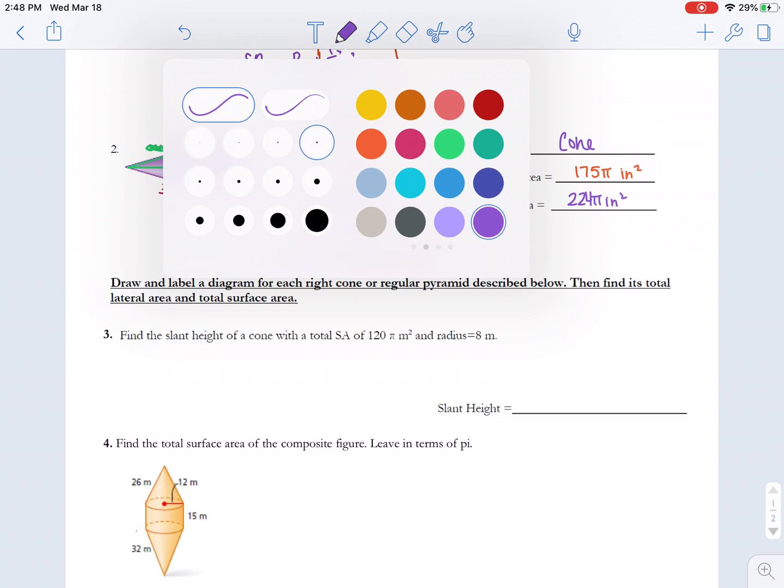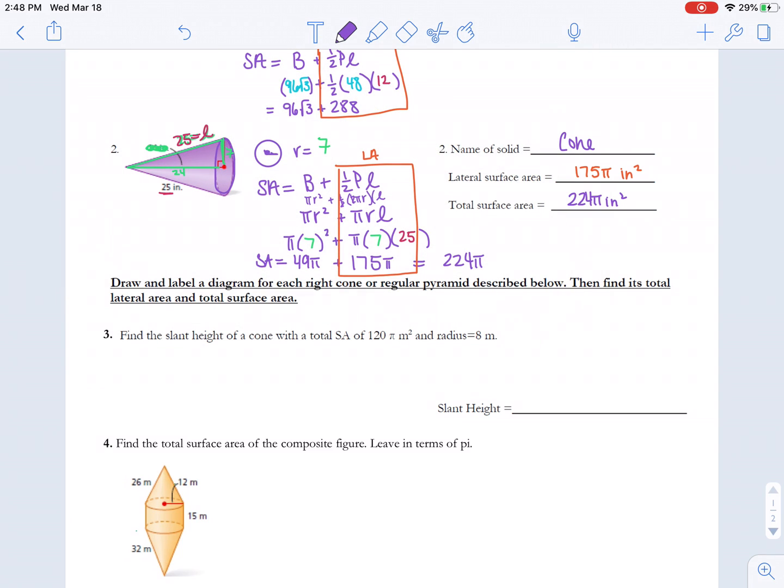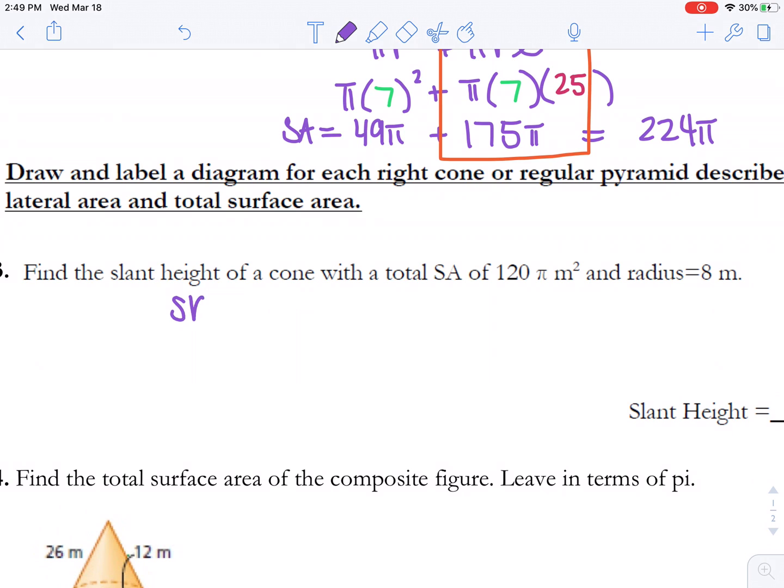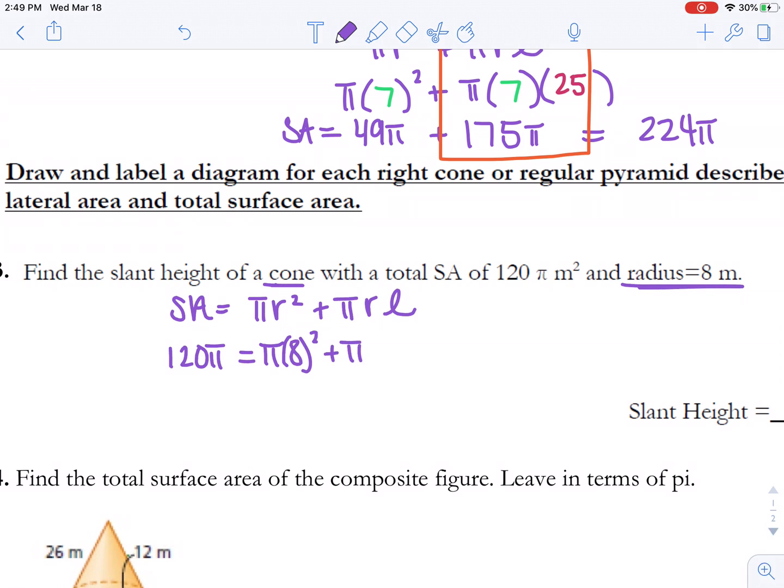So this one wants us to work backwards. They want us to find the slant height given the surface area. So like I said, we have to start with what we know. They're telling us the surface area of a cone. Our formula for surface area of a cone is pi r squared plus pi rl. And that total surface area is 120 pi. And they're telling us that the radius is 8. So wherever I see the r, I'm going to plug in 8.